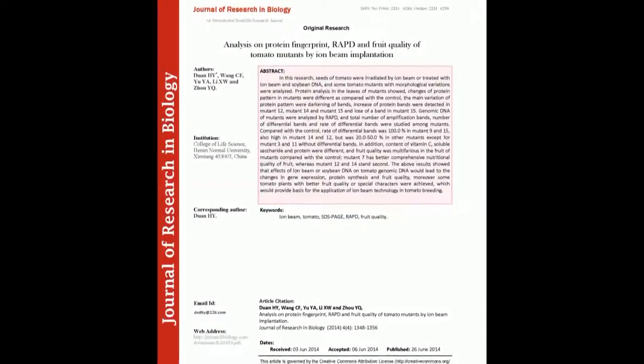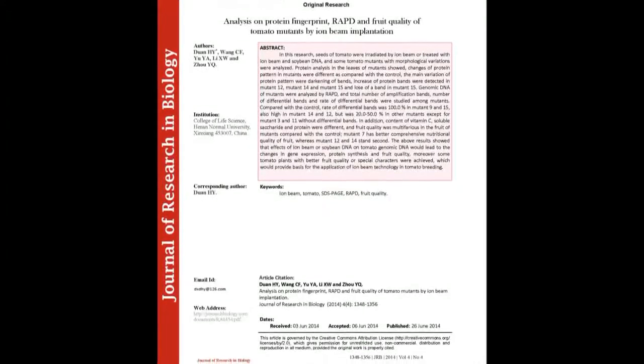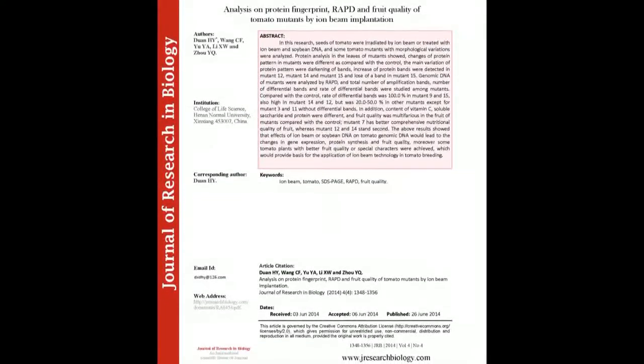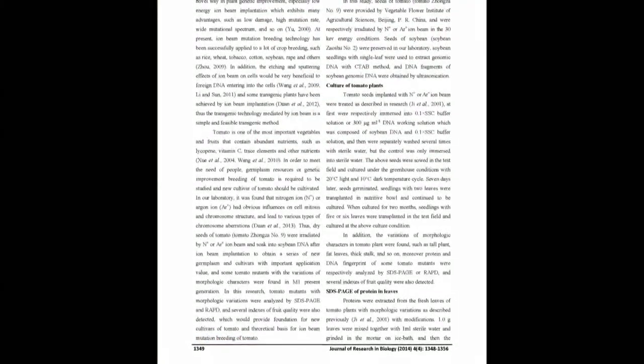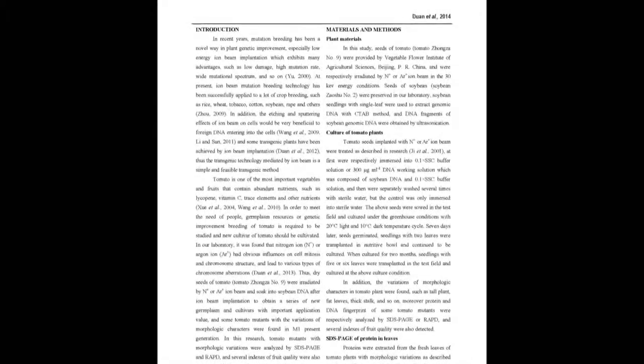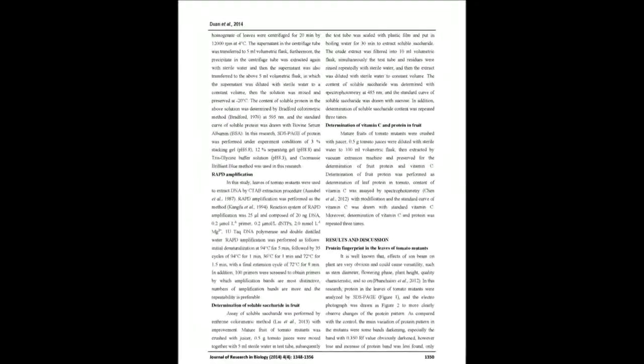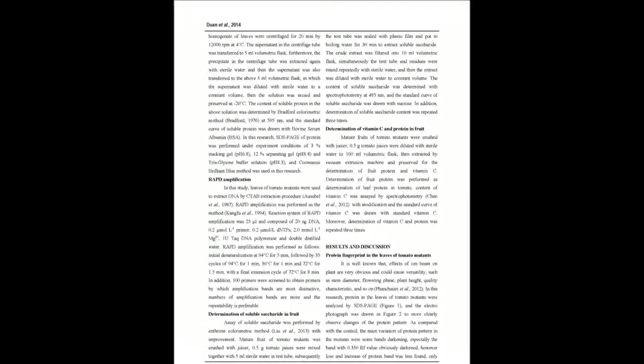In this research, seeds of tomato were irradiated by ion beam or treated with ion beam and soybean DNA, and some tomato mutants with morphological variations were analyzed. Protein analysis in the leaves of mutants showed changes of protein pattern in mutants were different as compared with the control. The main variation of protein pattern were darkening of bands. Increase of protein bands were detected in mutant 12, mutant 14 and mutant 15 and lose of a band.